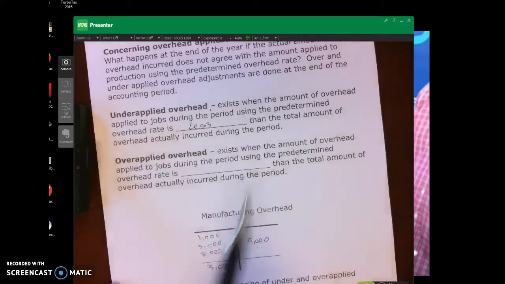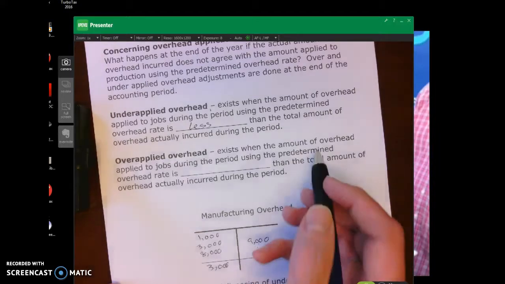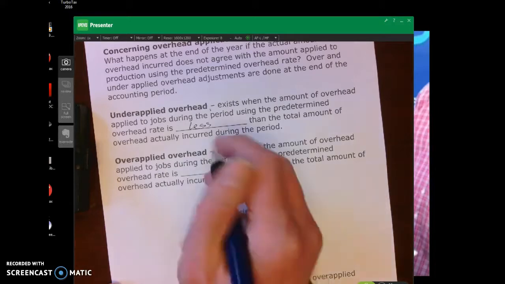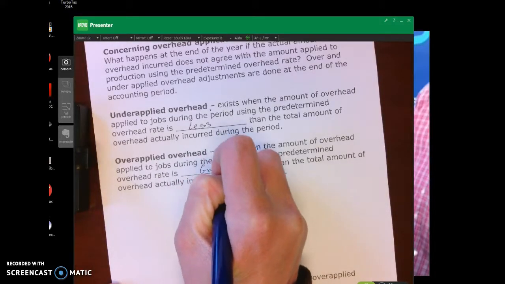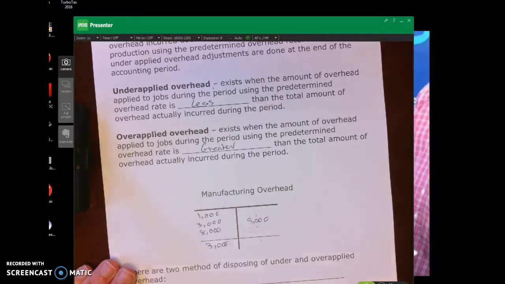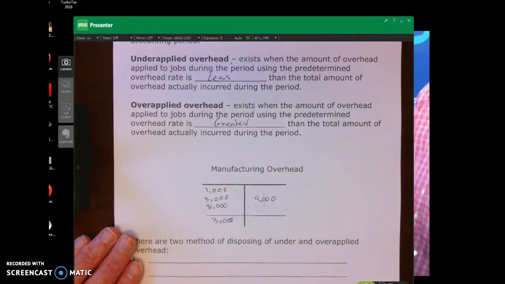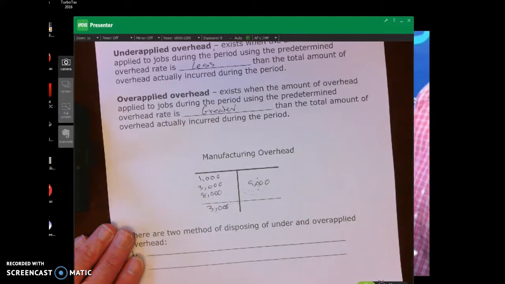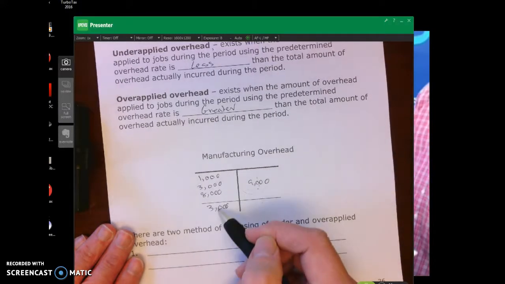Overapplied overhead, on the other hand, is when the amount applied is more than the actual, it's greater than the actual. So if this were $15,000, I would have a $3,000 credit balance over here in manufacturing overhead, which would mean it's overapplied. So a credit balance in manufacturing overhead at the end of the accounting period means overapplied. A debit balance in manufacturing overhead at the end of the accounting period means underapplied.